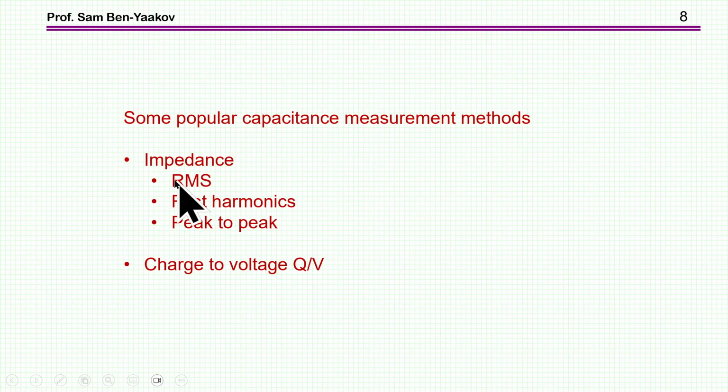There is one group which is around the impedance. That is, the impedance is measured. But how do you measure the voltage and the current? You can measure the RMS, you can measure the first harmonics, or you can measure the peak-to-peak. All of them have been described in the literature. You can find that it was suggested or measured or applied in one way or another.